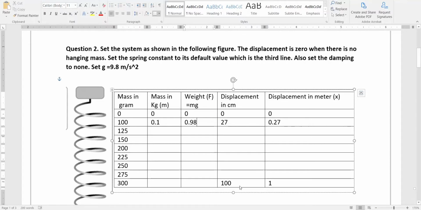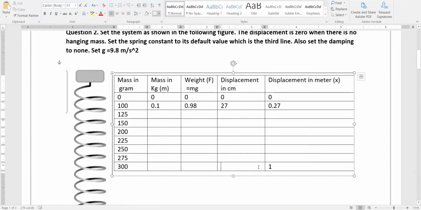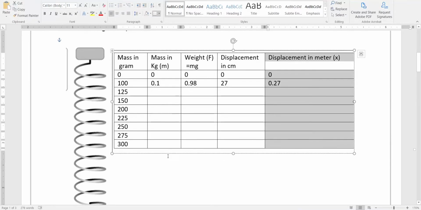So now this is your force. Oh, just one second. I don't need this one, so just delete this one and delete this one. So this is 0.98. This is the force, and this is your displacement. These two rows, the force and the displacement. Okay, and now you have to keep doing this for all the different values.